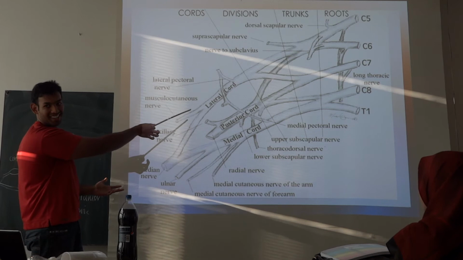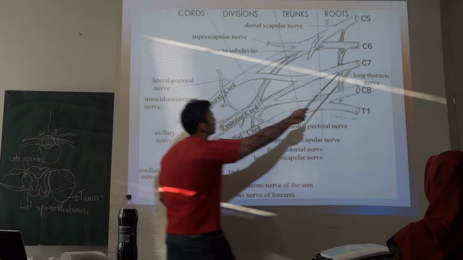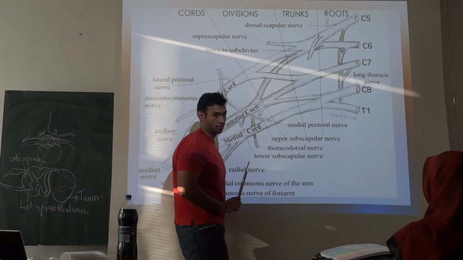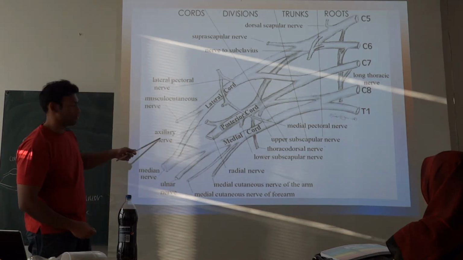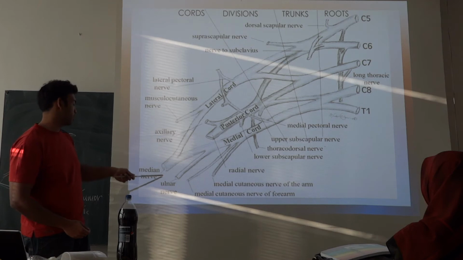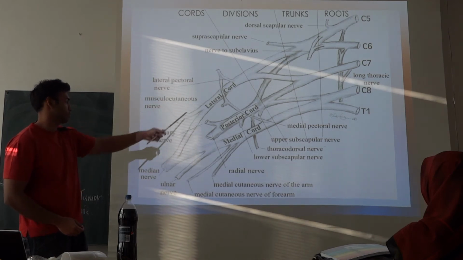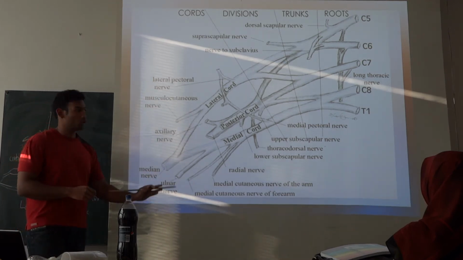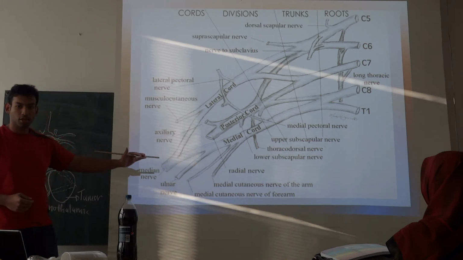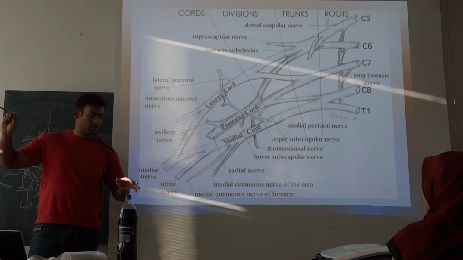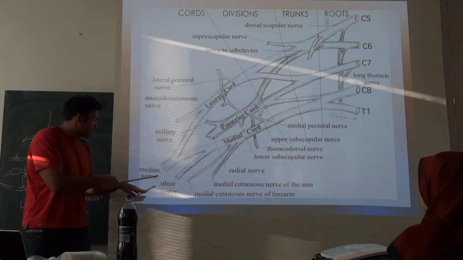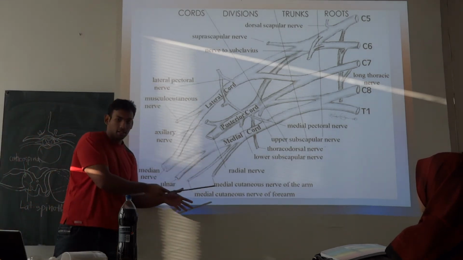So if there's a problem with C5 spinal nerve, what would it affect? It would affect your axillary nerve, because there is a part to play for your axillary nerve. It would affect your median nerve as well, because it comes from your median nerve. But you don't need to know all that. I'm putting this picture here to tell you that you have to know, depending on where the lesion is, what is affected.